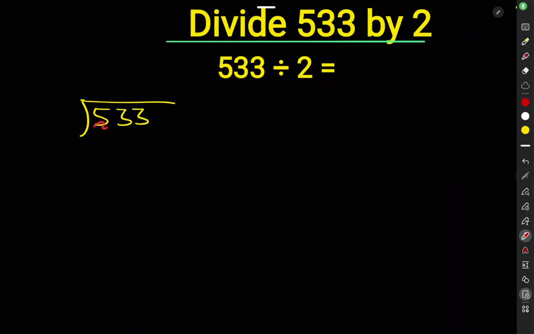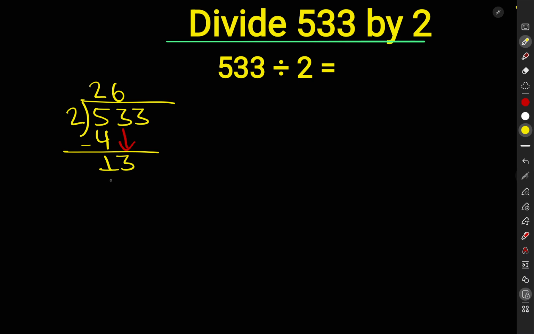We divide 533 by 2 in the long division method. 2 times 2 is 4. On subtracting we get 1. So we put down this 3 and it is 13.